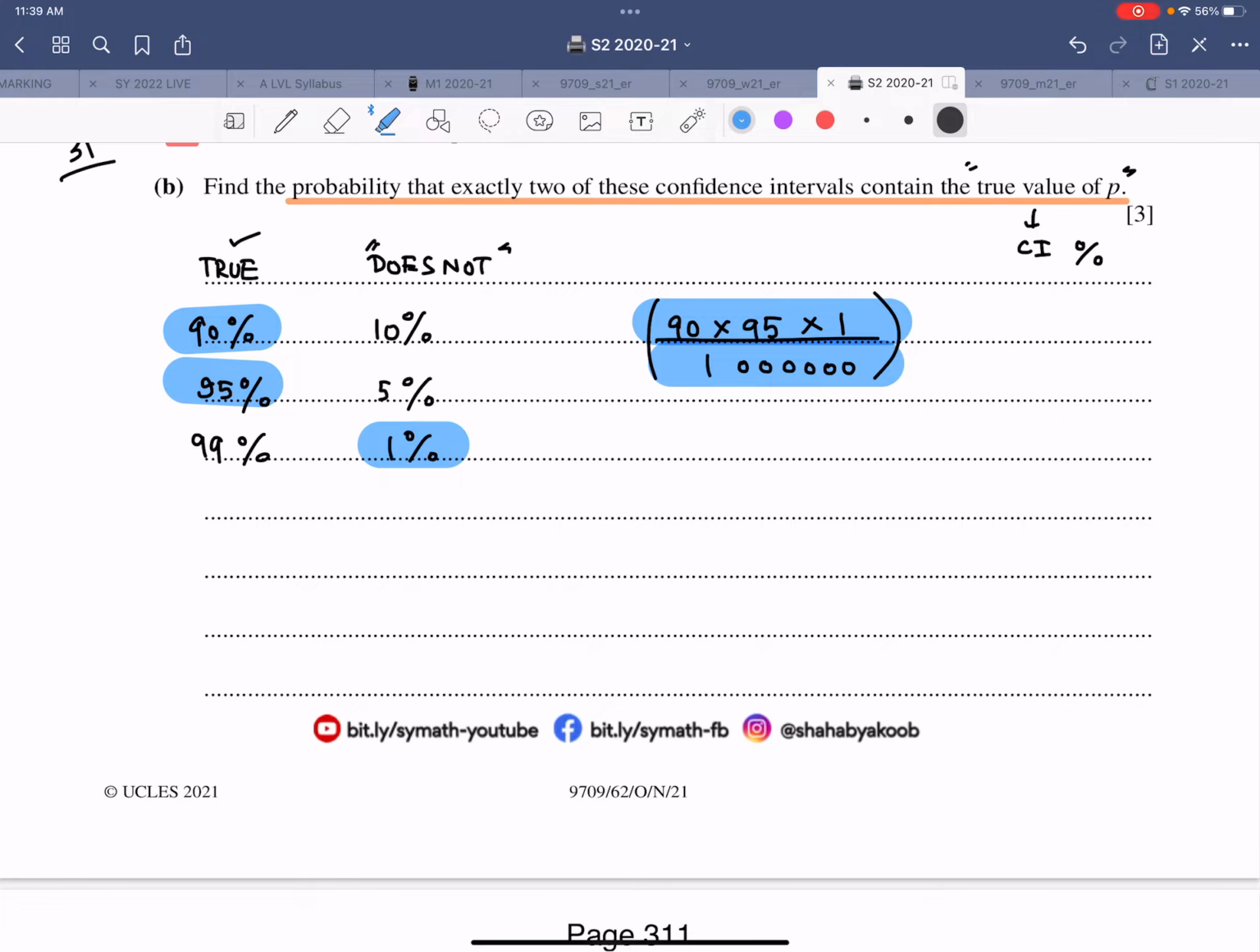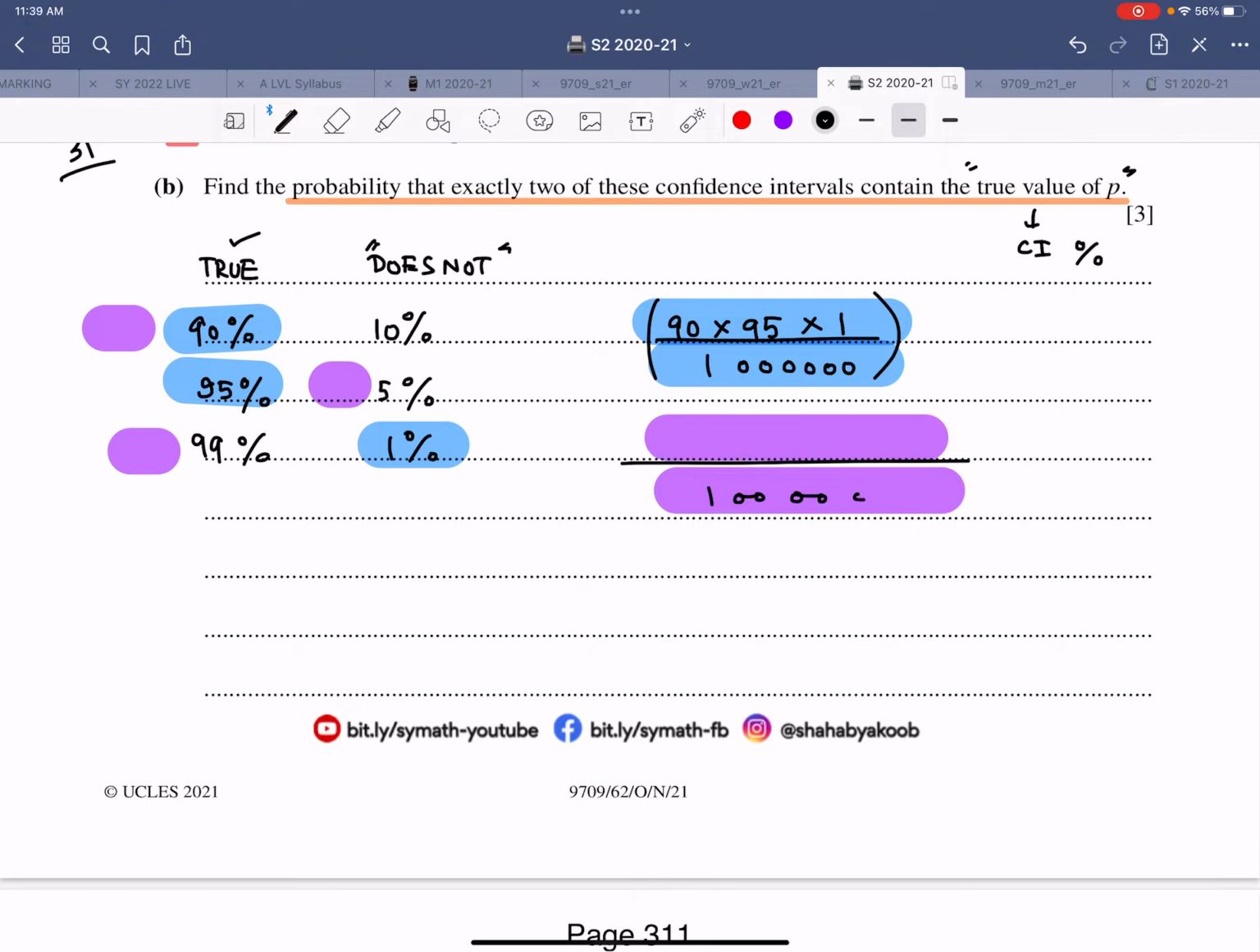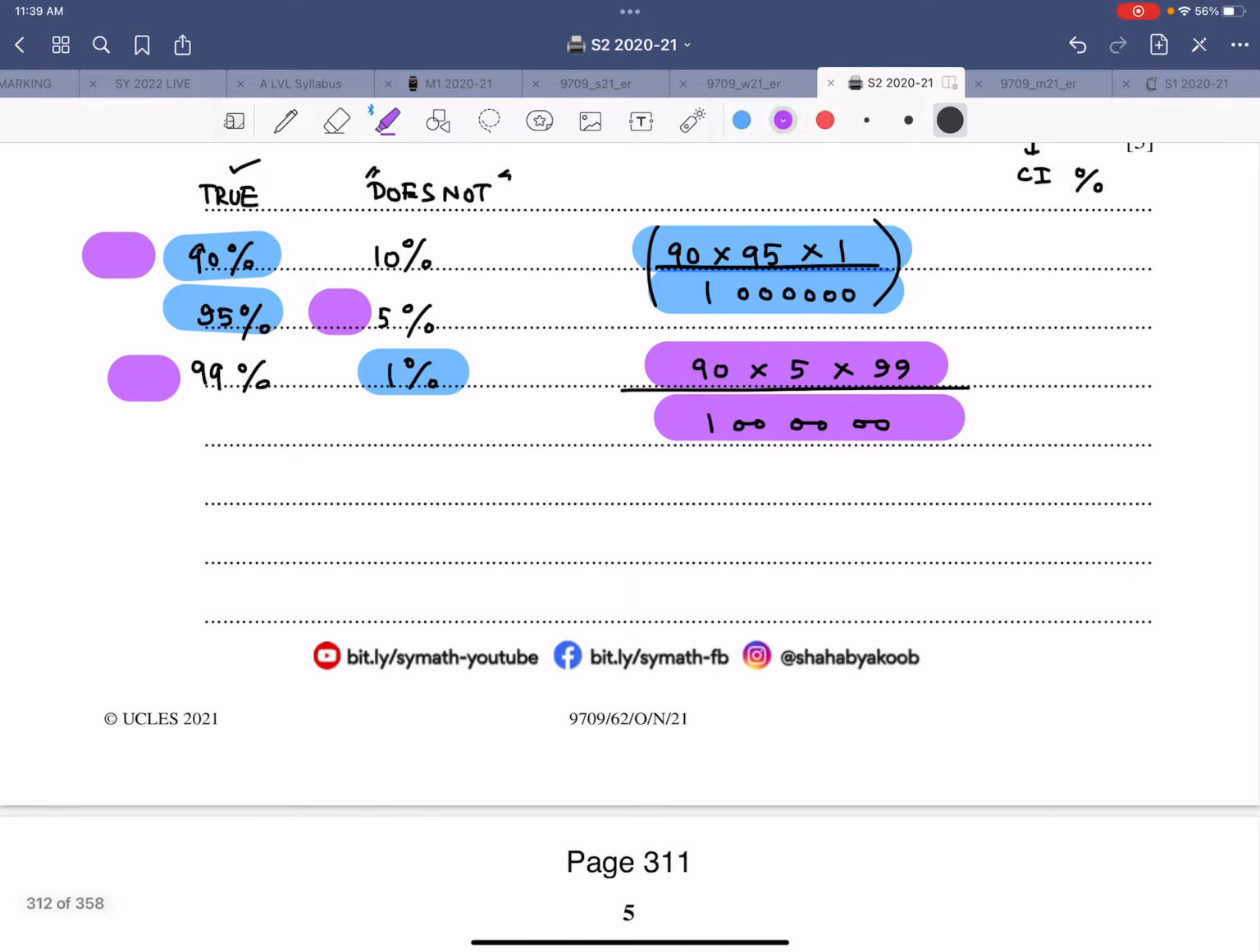Now let's move to the second working. That is now the purple one. So now this is 90 and this is 5 and this is 99. So therefore this is 6 zeros at the bottom, and then that is 90 into 5 into 99. Of course you can use decibels also. And last but not the least, that's the orange one. So therefore this is 99 and this is 95 and this is 10.